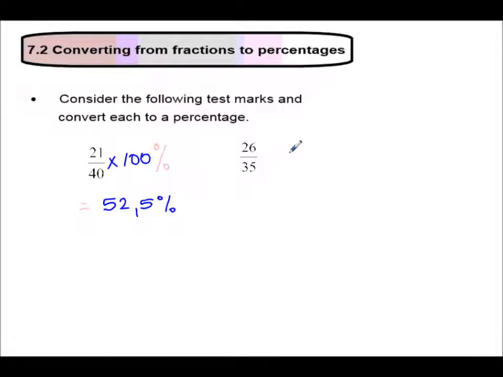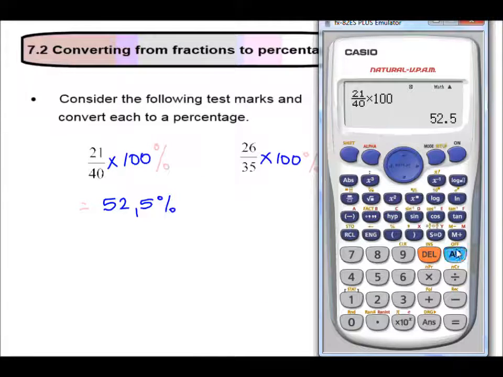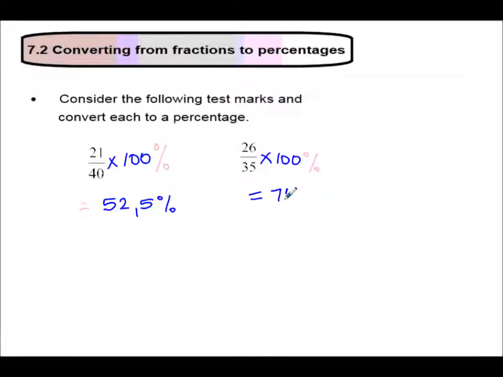Convert 26 over 35, or 26 out of 35 to a percentage. So we multiply by 100%. 26 out of 35 multiplied by 100, no percentage sign, 74,2857. So that will equal 74,2857, and so on. Don't forget your unit.